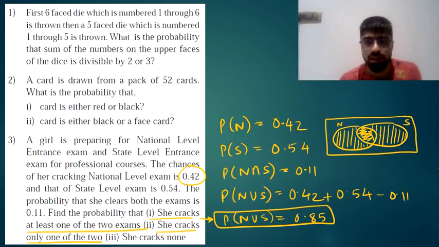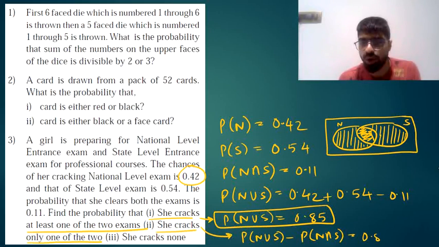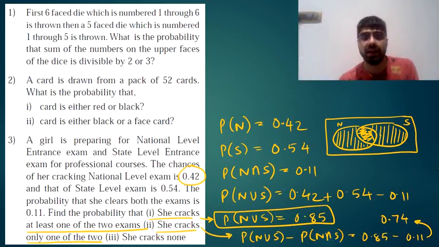So the answer for the second question will be P of N union S minus P of N intersection S, which can be written as 0.85 minus the intersection, 0.11. So the value for this is going to be equal to 0.74, and that's how we are answering the second part. The third one is, she cracks none of the two examinations.